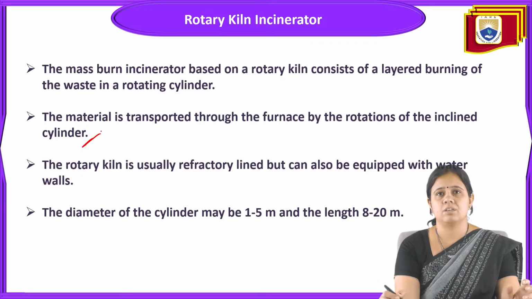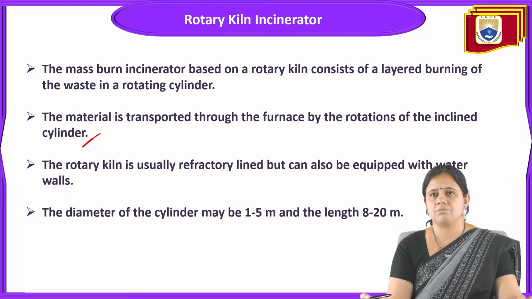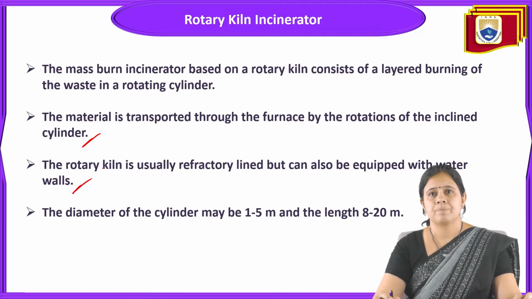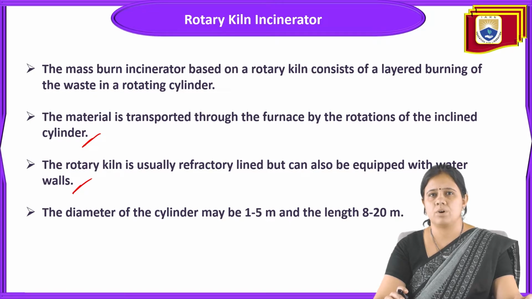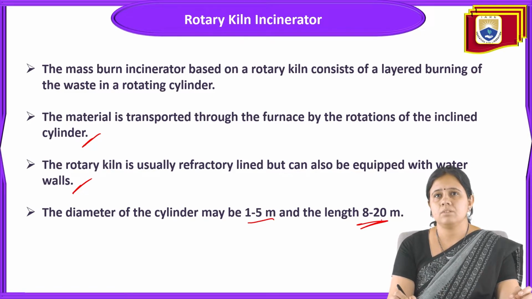Inclined cylinder rotation will transport the waste toward the furnace, and the rotary kiln is usually refractory lined but can also be equipped with water walls. The diameter of the cylinder may be 1 to 5 meters, and the length is 8 to 20 meters. So this is about the rotary kiln incinerator.